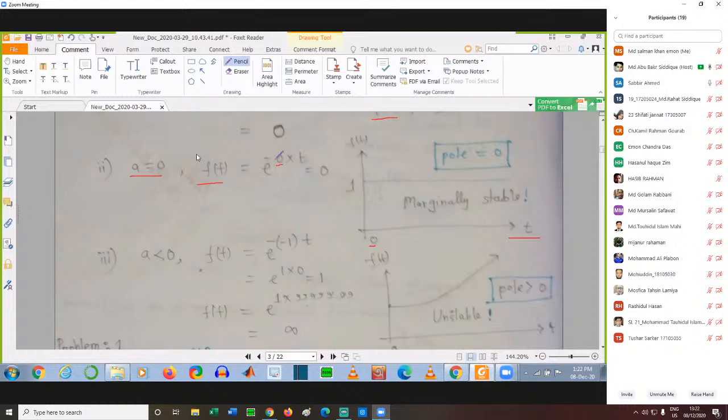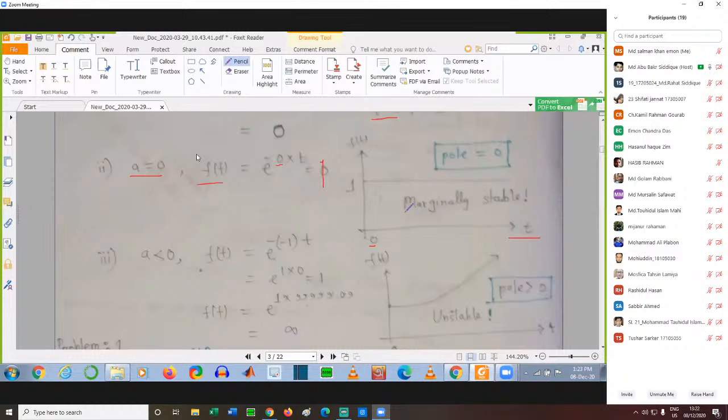So e to the power 0 equals 1. There is a mistake here, so you can correct that: e to the power 0 times t equals 1, because e to the power 0 equals 1. So it will always remain at 1. That's why it is called marginally stable. From the stability definition, we have seen earlier that a marginally stable system does not decay or go to infinite. It always remains at the same state.